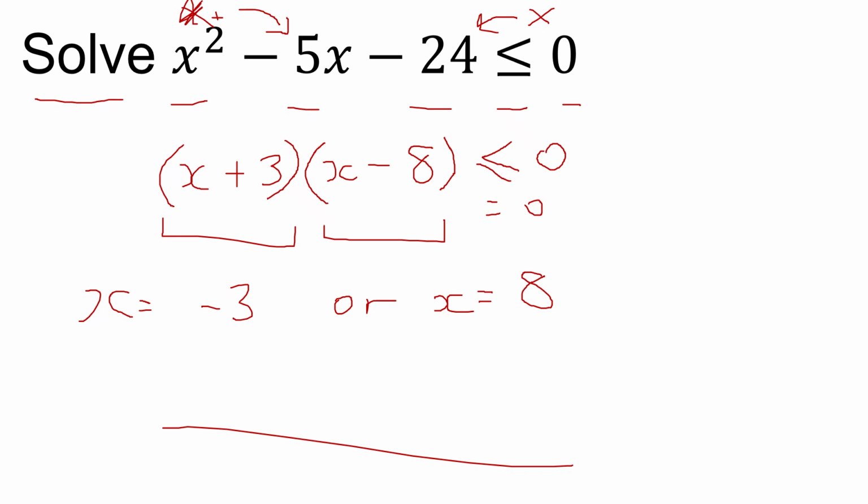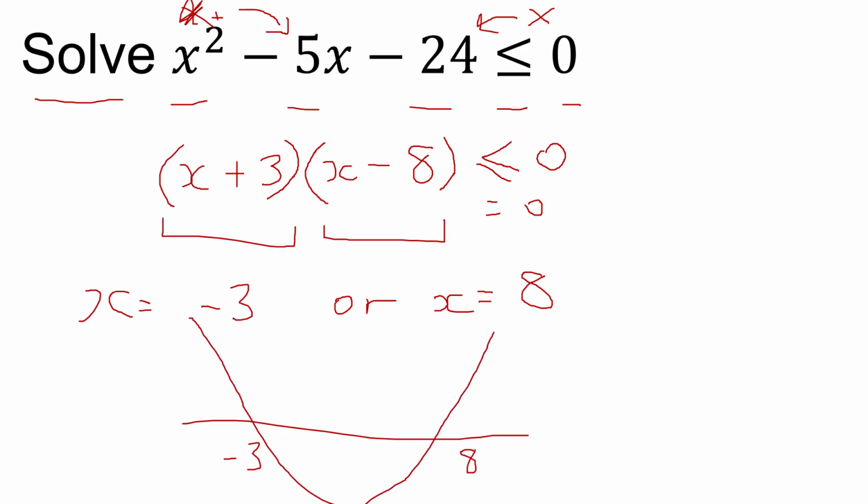Next up, I'm going to sketch it. I'm going to focus here just on the x-axis for now. So I'm going to cross at minus 3 and 8. It's going to look something like this. Again, sorry, that's not perfect. I apologize. Now here is the key.